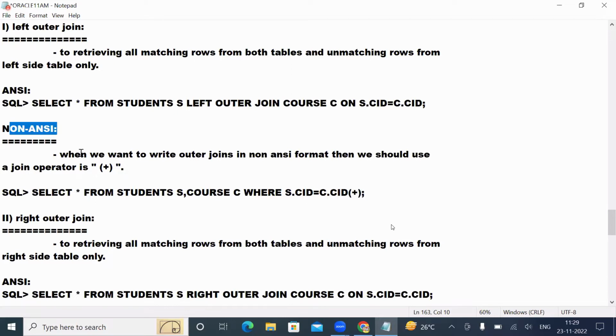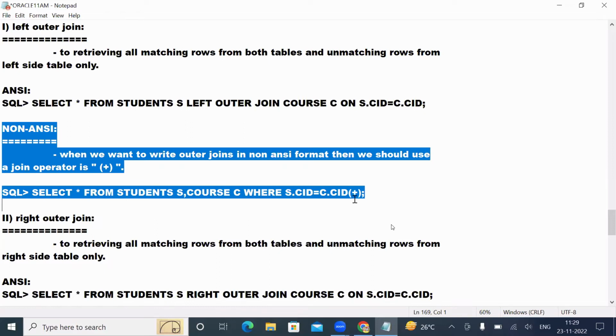But I already told you, non-ANSI formats are outdated in real time, and most of you should just focus on ANSI only. But why am I teaching non-ANSI? If unfortunately you go to an interview and they ask how to write an equi-join in non-ANSI and ANSI, and what the differences between ANSI and non-ANSI are, if by bad luck somebody asks for the non-ANSI format, you should be able to write that query. That is why I'm showing it.